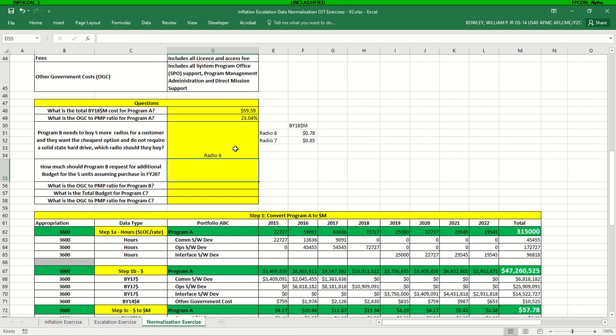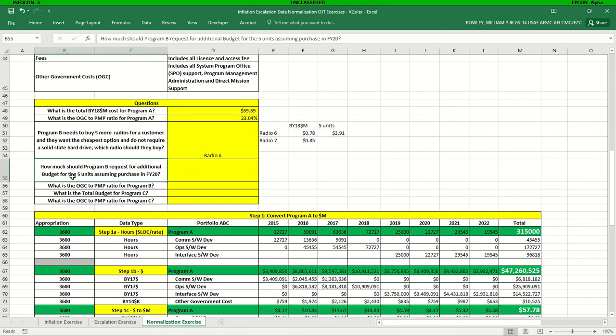So now the next question is, how much should this program budget for 5 additional radios, assuming that they're buying that Radio 6 that we recommended in the previous question. So now we need to convert this Radio 6 cost to extend it to 5 additional units. So if we have 5 units, so now we have, again, the base year $18 millions for 5 units.